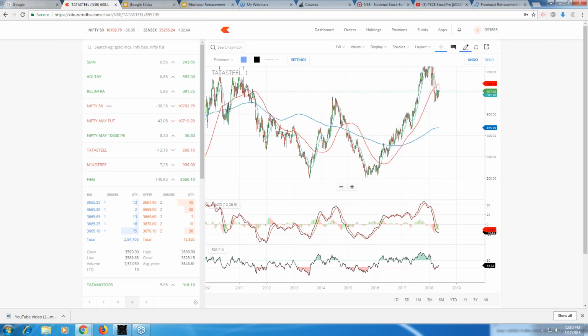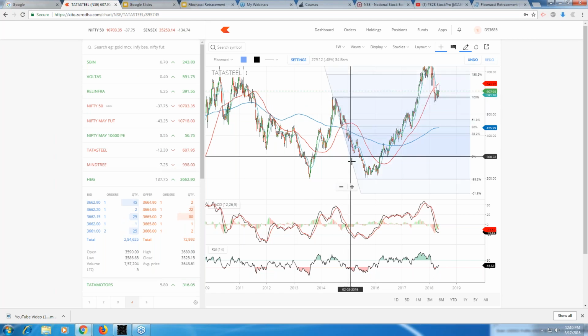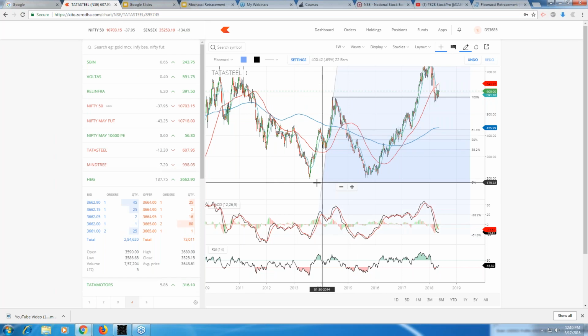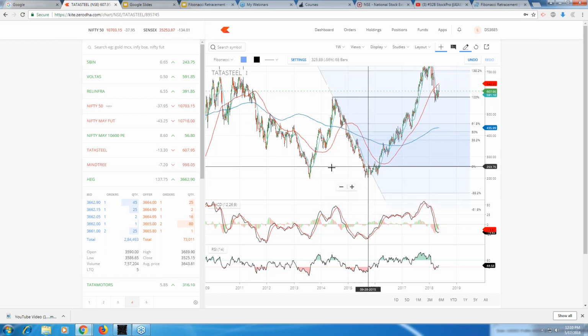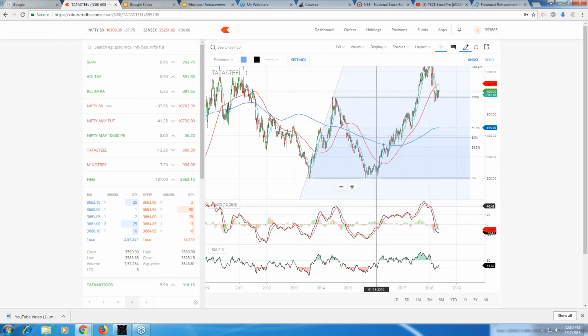Suppose the stock has reached the peak and you want to see where the support is. So you start your retracement from the recent high to the recent low, right? This is the low. The other part has not formed yet. This still has not happened. Only this part. So this is your recent low and this is your recent high.